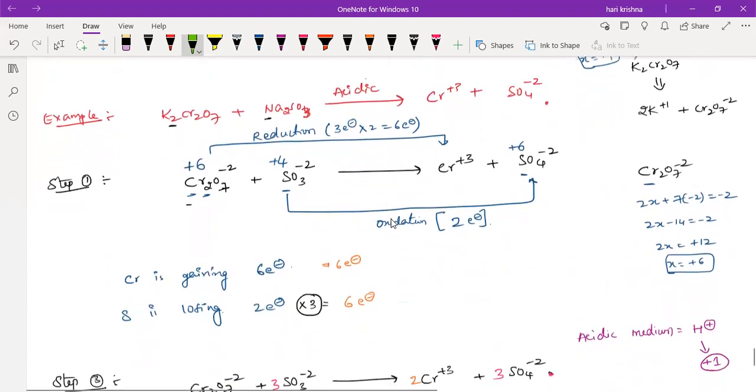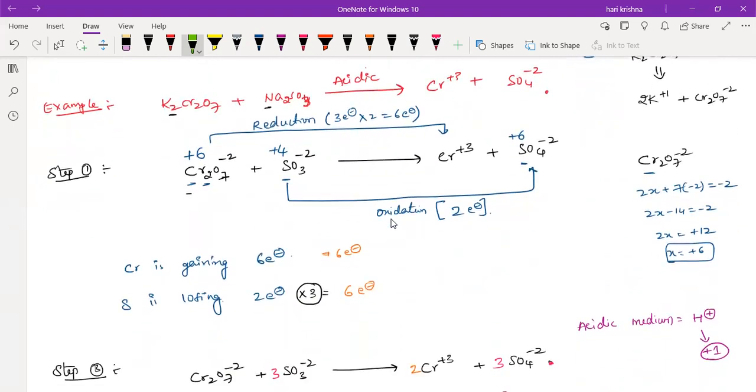So if you take the example here, first potassium dichromate reacting with the sodium sulfide in the acidic medium to form Cr plus 3 and the SO4 minus 2 ions. So Cr2O7 minus 2 plus SO3 minus 2 will produce Cr plus 3 and sulfate ion SO4 minus 2.